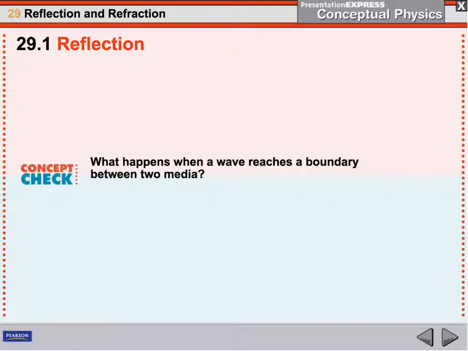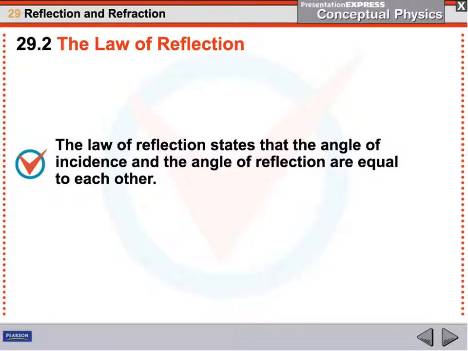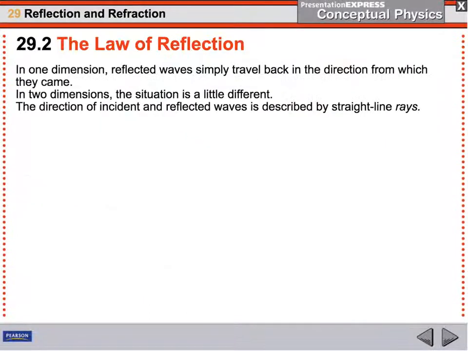What happens when a wave reaches a boundary between two media? The law of reflection states that the angle of incident and the angle of reflection are equal to each other. In one dimension, reflected waves simply travel back into the direction from which they came. In two dimensions, the situation is a little different. The direction of incident and reflected waves is described by straight line rays.